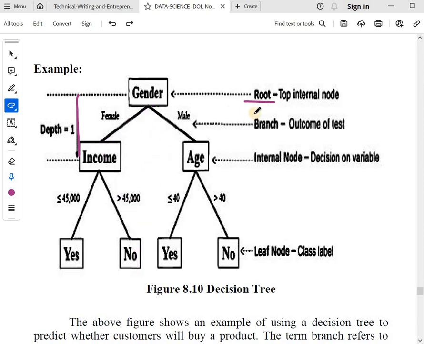Am I clear on these concepts? Understandable? And then finally, I have leaf nodes. As I told you, leaf nodes will be my class labels. Now, what this decision tree is trying to do is predict whether the customer will buy the product or no. So I'll just give you one example, and I want you to tell me what will be the decision taken by this tree. The example is, the person is a female with income of 50,000 rupees.